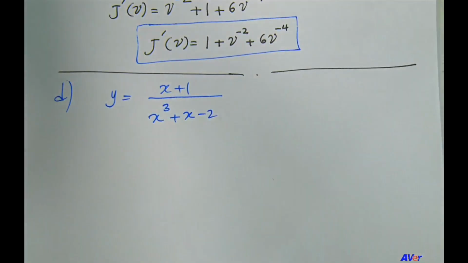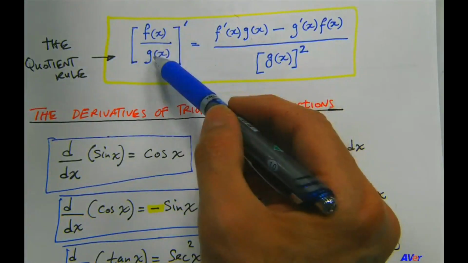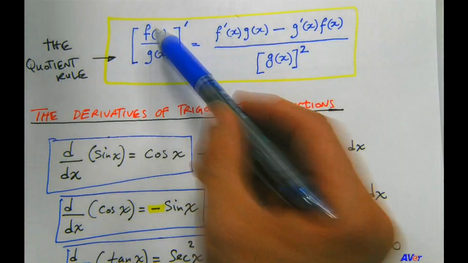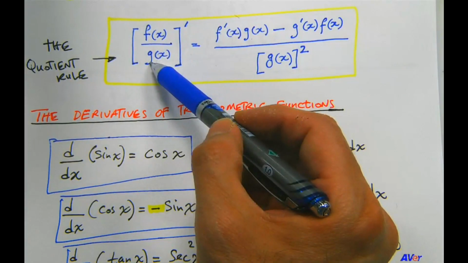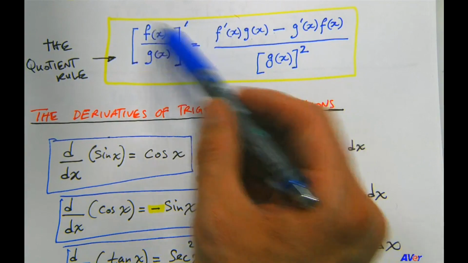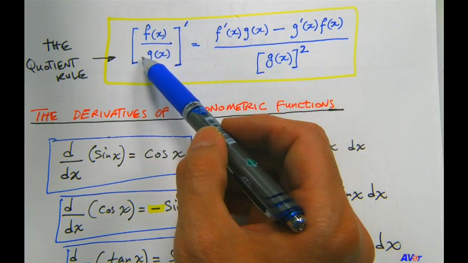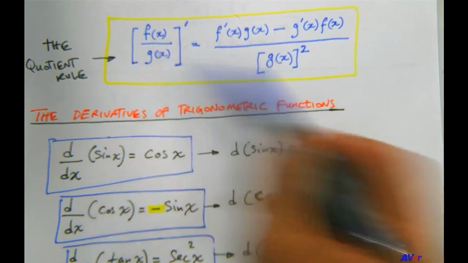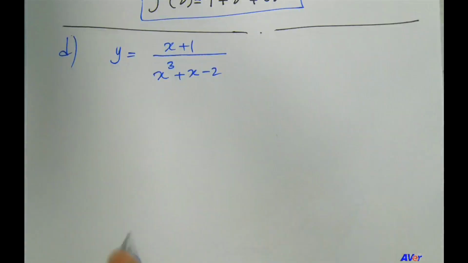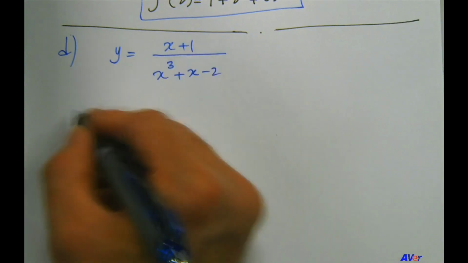So let's remind ourselves what we need to do here. If we want to take the derivative of a quotient, we take the derivative of the function in the numerator, multiply it by the function in the denominator, then minus the derivative of the function in the denominator times the function in the numerator, all of that divided by the square of the function in the denominator. So let's do that. So take the derivative of this, what would you get? Just 1, right?